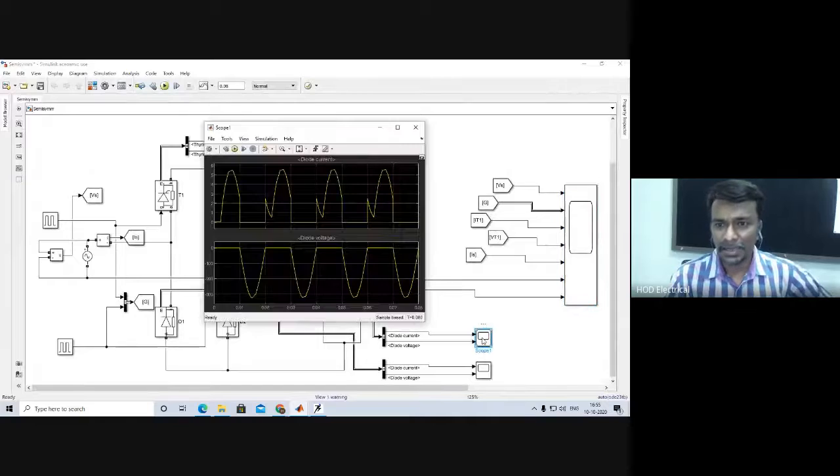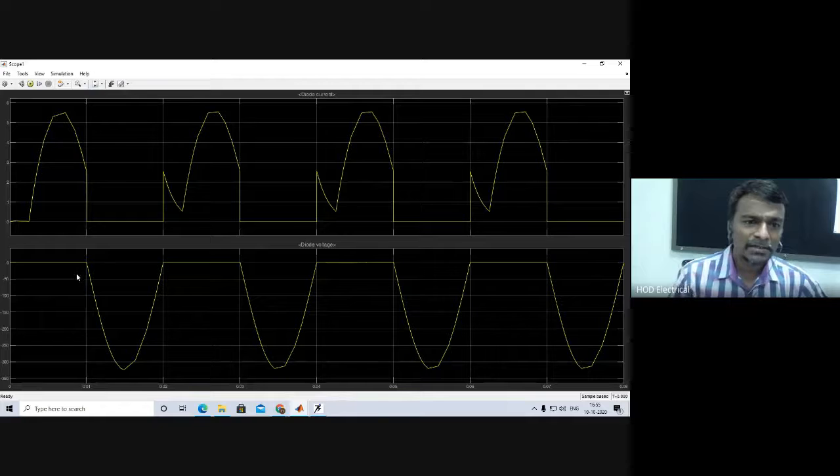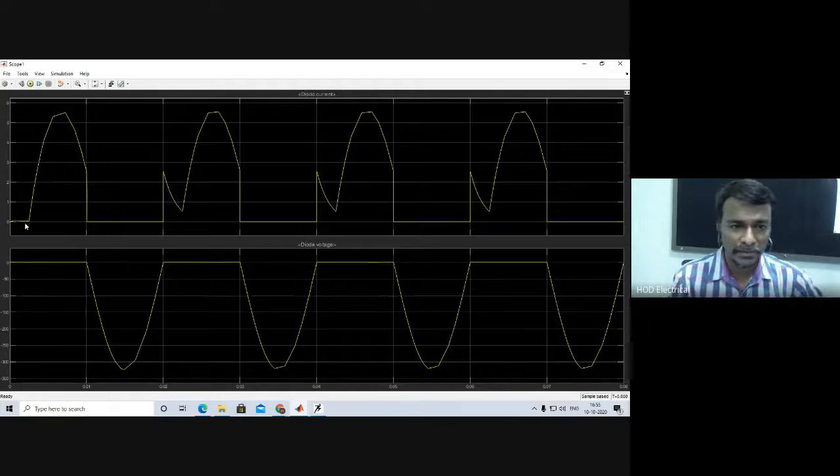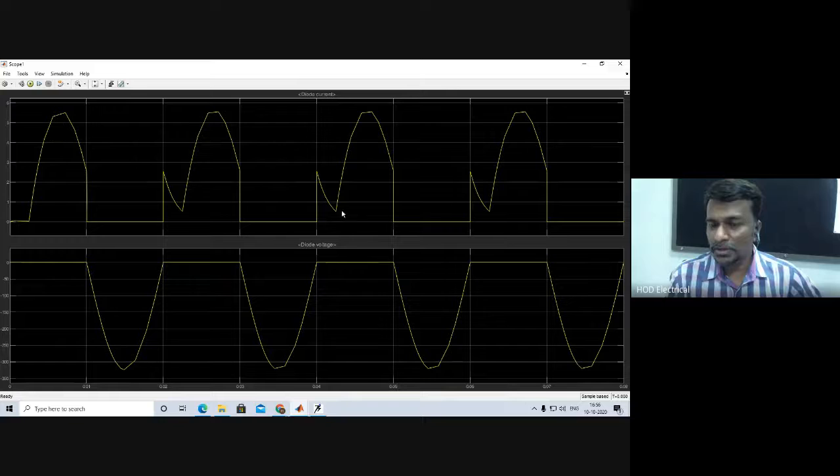Then we can see similarly the diode current. During the positive half cycle, the thyristor will conduct. Diode current will be there. D1 will be there, then it will be 0. In the negative half cycle D2 will be there, and it will be 0. So this is negative. It is due to the impact of this inductance value.